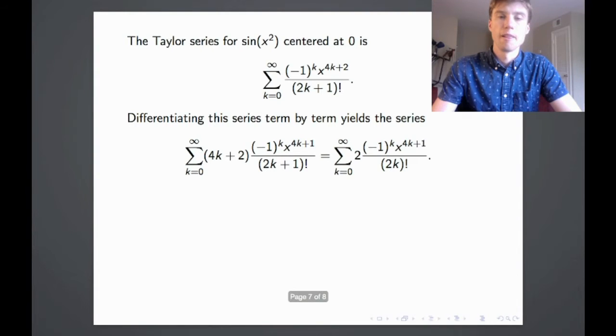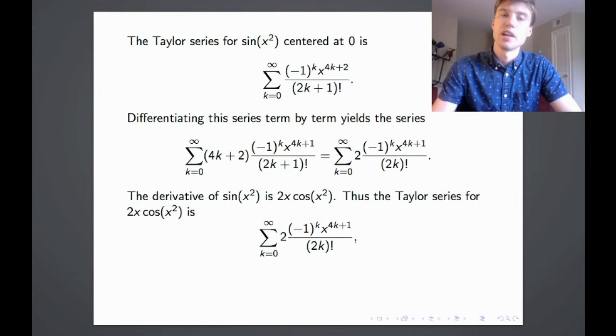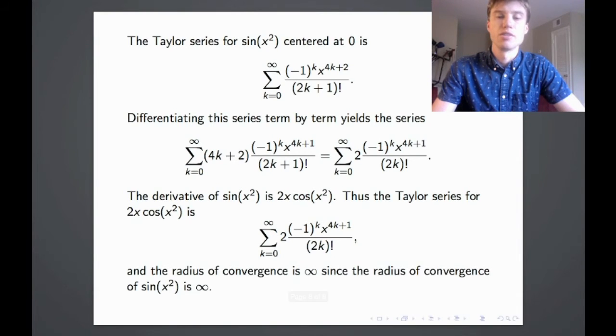Now, the derivative of sine of x squared is 2x cosine x squared, and we have the Taylor series for 2x cosine x squared, which is as above. Since the series for sine of x squared converged for all x, this series also converges for all x, and the radius of convergence is infinity.